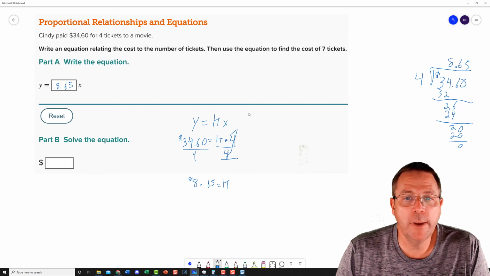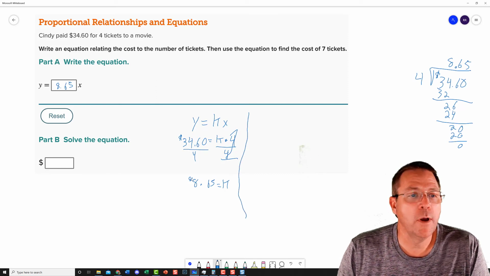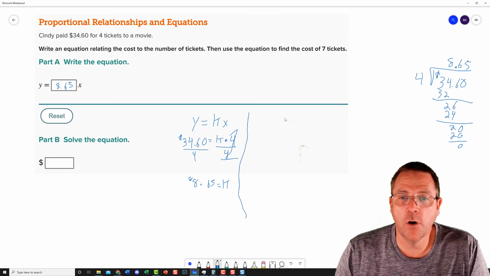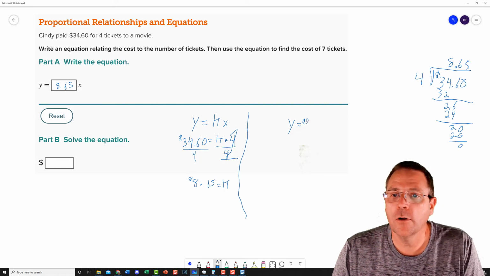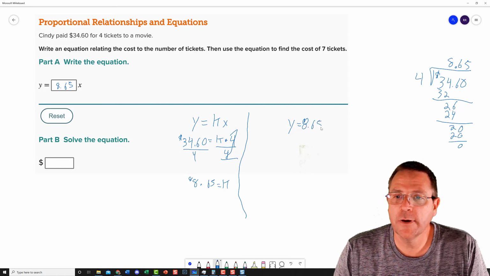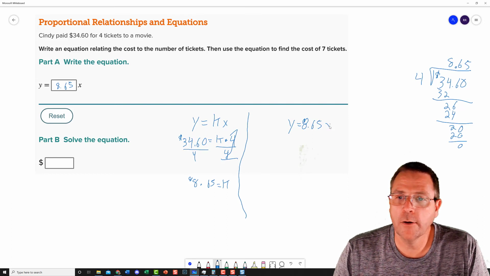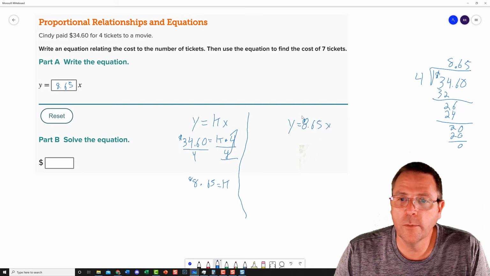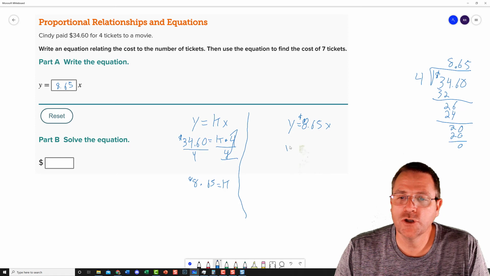And then for part B of our problem, it wanted to know how much will 7 tickets cost? So we're going to go back to our original equation, y equals kx, but now we're going to put in the $8.65 for our k value, and that gives us the new formula we're working with, and then we're going to change our x to equal 7. So now I have $8.65 times 7.